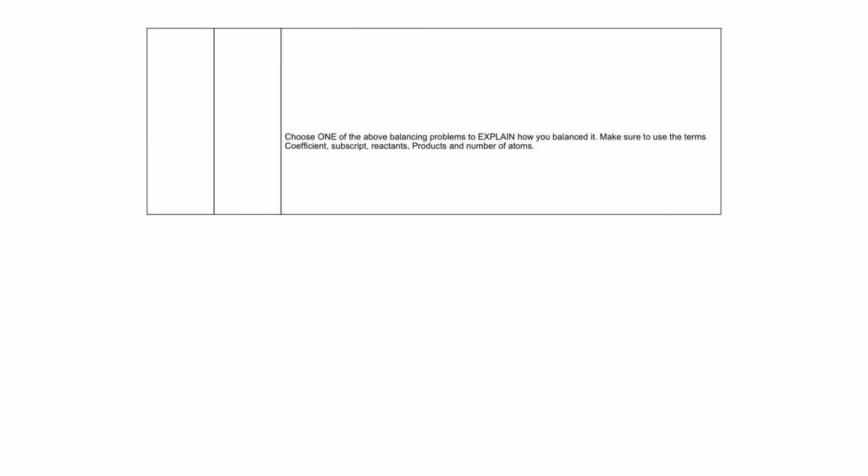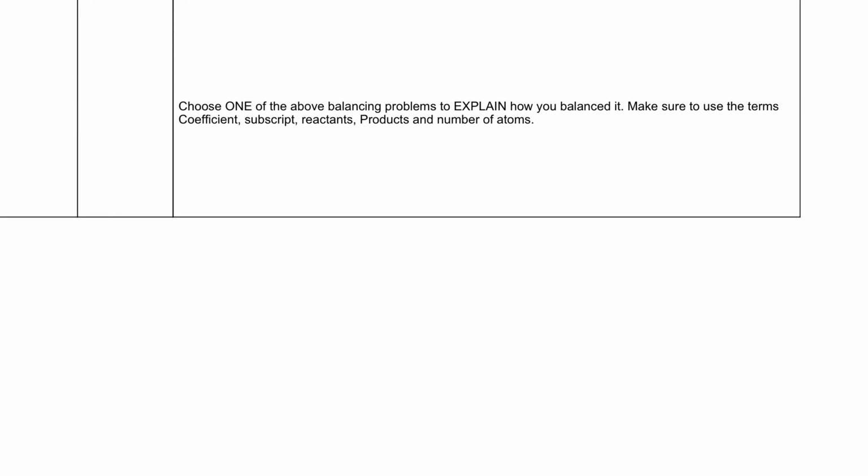And your answers will vary on this last question where it says choose one of the above balancing problems to explain how you balanced it. Make sure you use coefficients, subscripts, reactants, products, and number of atoms. So your answers will vary on that question. But I walked you through how I solved all of my balancing questions, so you should be able to reason your way through this last question.